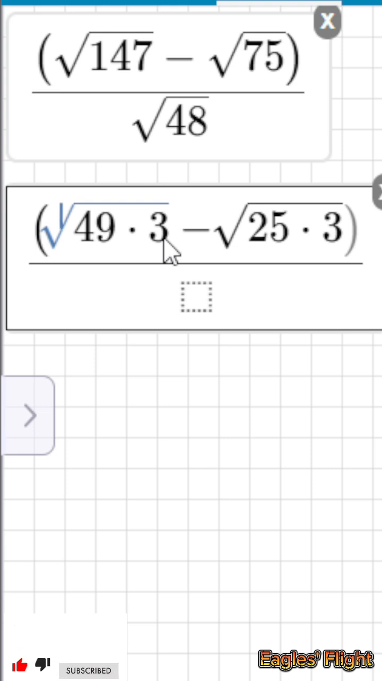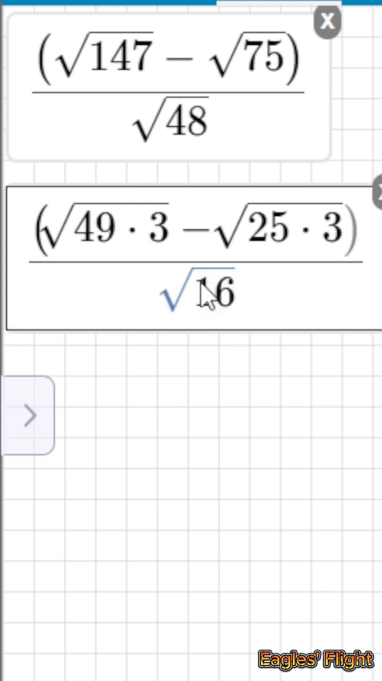What can you say about root 48? What are those two numbers that when you multiply them together give 48, one of them being a perfect square? Did I hear 16 and 3? Good, that's 16 and 3. So this becomes root 16 times 3.